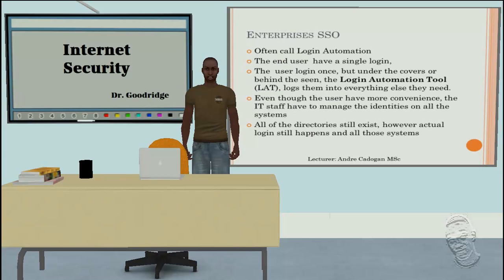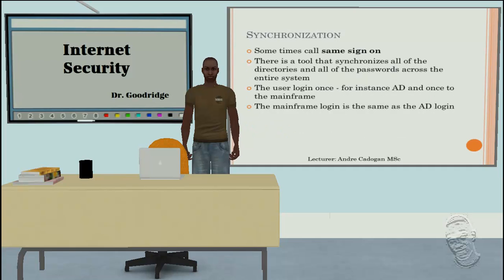Enterprise single sign-on, often called login automation. The end user has a single login. The user logs in once, but under the covers, behind the scenes, the login automation tool logs them into everything else they need. Even though the user has more convenience, the IT staff have to manage the identities on all the systems. All of the directories still exist, and the actual login still happens on all those other systems.